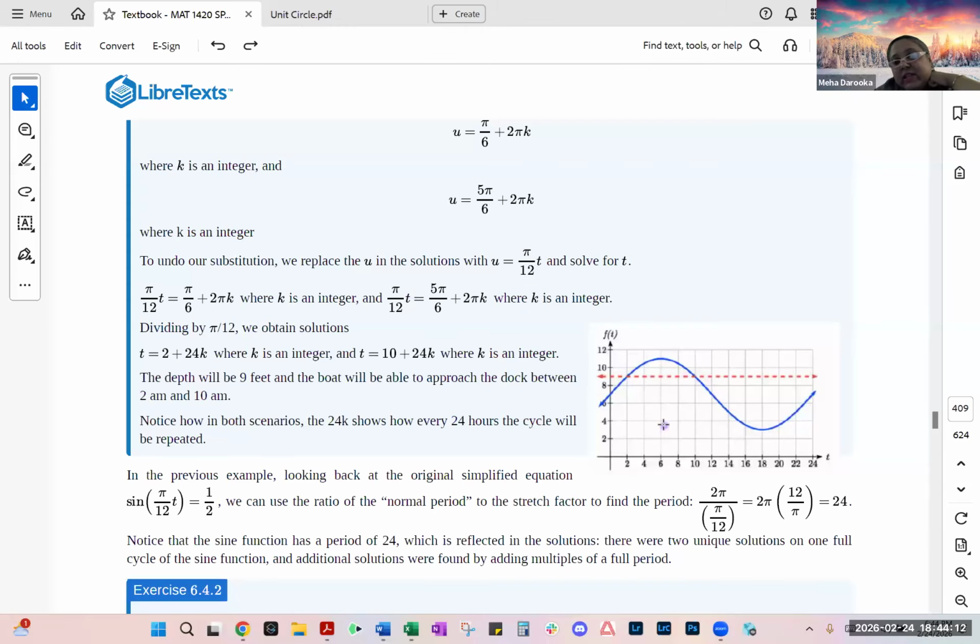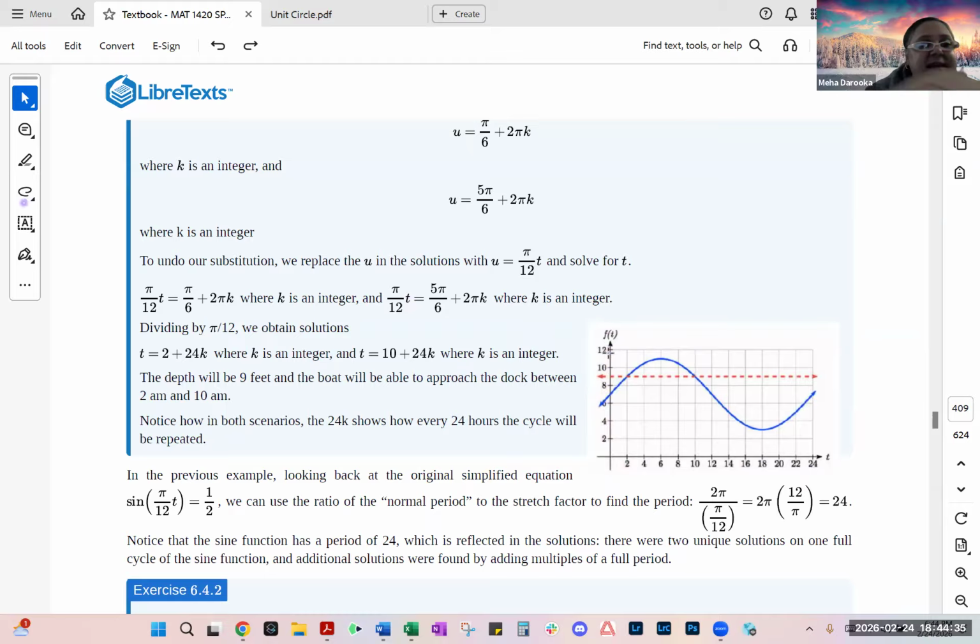And I love that they included the graph over here because you can see the horizontal axis is giving us the time, and you will see this does start at midnight. So this here actually is 0 hours, which would be midnight. And then you can see, of course, we're going on a 24-hour cycle here. The vertical axis is giving you the depth at the dock.